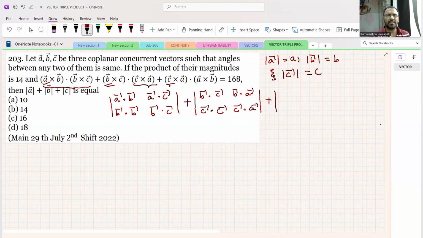Plus the last one. You take that with C, dot A, dot B. C dot A, C dot B, A dot A and A dot B. All right. The angle between any two vectors is the same. This is equal to 168.